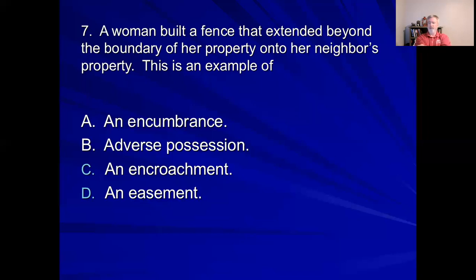C is an encroachment, and that's exactly what you're doing, encroaching on your neighbor's property. So if you build a shed and part of it extends beyond the property line onto your neighbor's property, that's an encroachment. The fence, that's an encroachment, which is what I think we're dealing with here. And then D is an easement. Well, obviously we just got through talking about easements, and that's got nothing to do with the question at all, right? So I think the right answer is an encroachment.